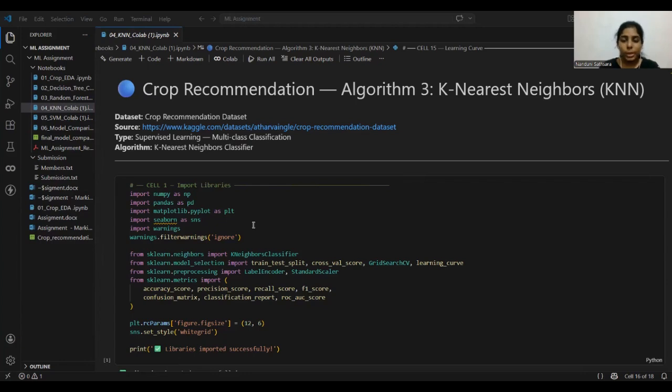Instead of learning a model during training, it actually stores all the training data and makes predictions based on the closest data points. So basically, when a new data point comes in, it looks at the k most similar examples and chooses the most common crop among them. I chose KNN mainly because it works really well with this kind of dataset. All the features like nitrogen, rainfall, temperature are numerical, which makes distance-based methods effective.